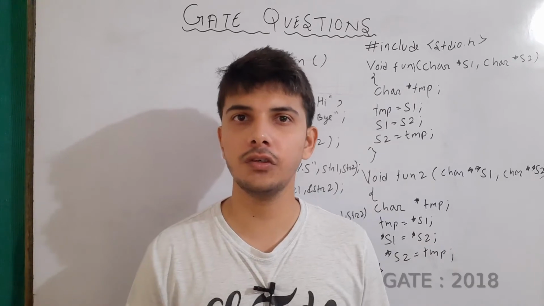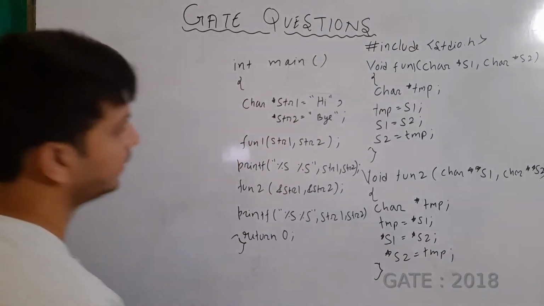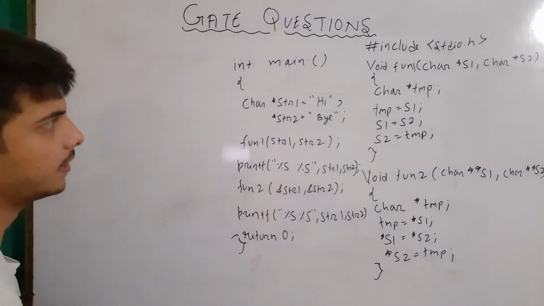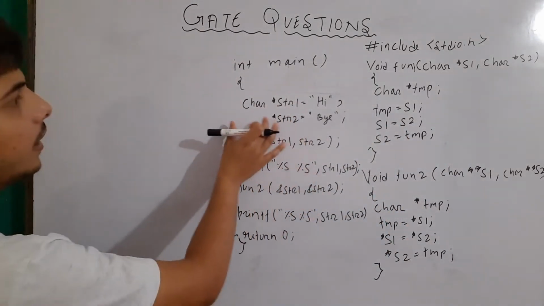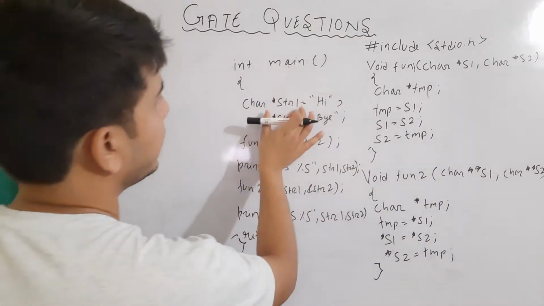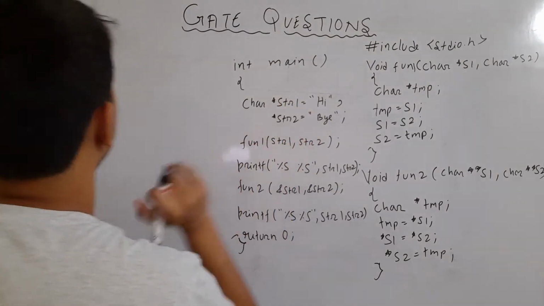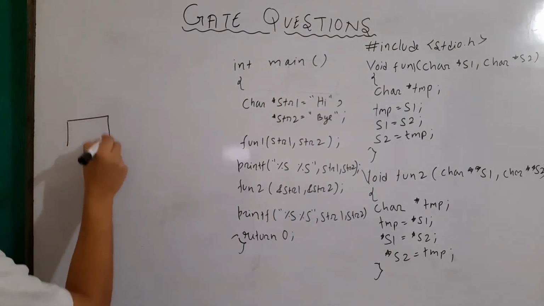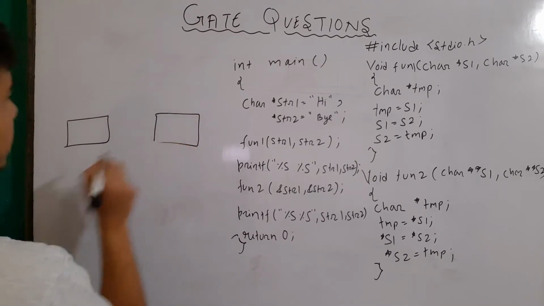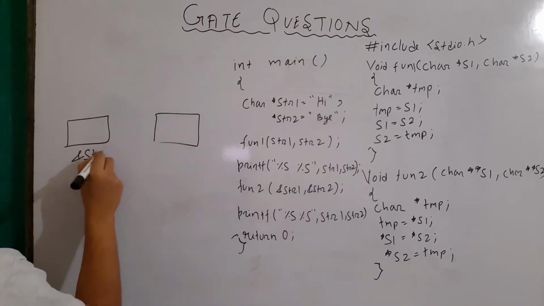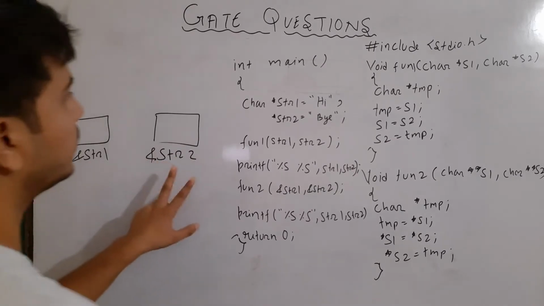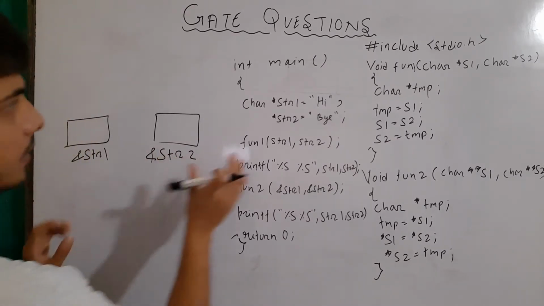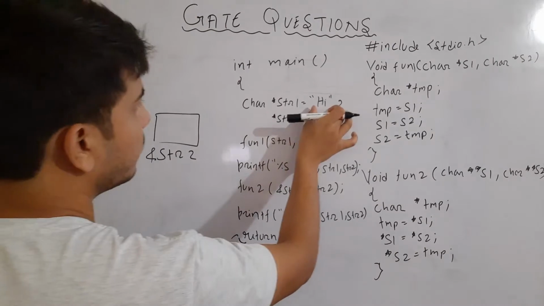We have our first question in which we have to find the output of these two lines, and two function definitions are provided here. First of all, two character single pointers are declared with the names str1 and str2. Both single pointers will have their own address. Then it is written str1 equals to "hi".